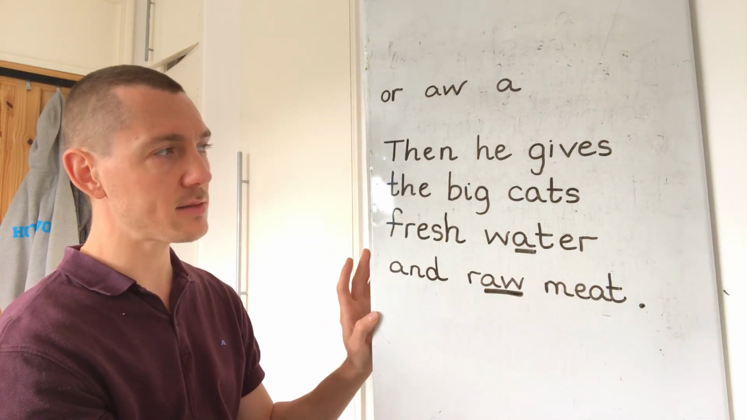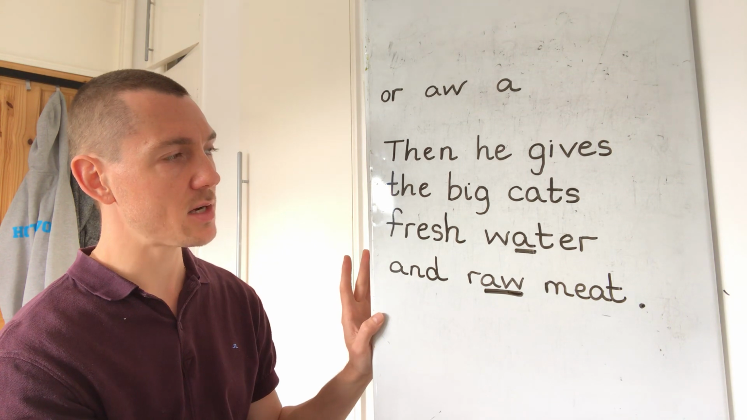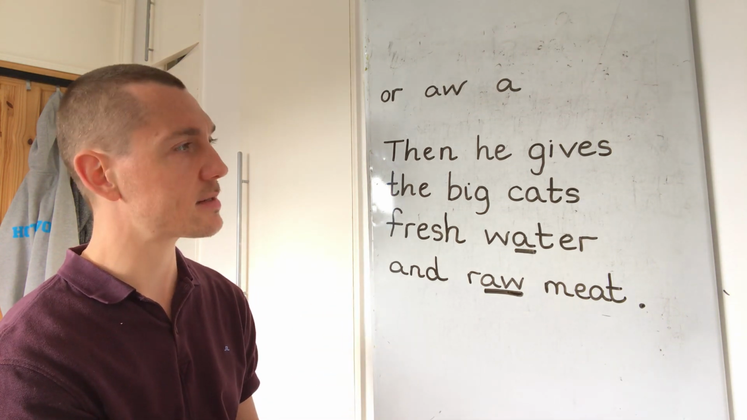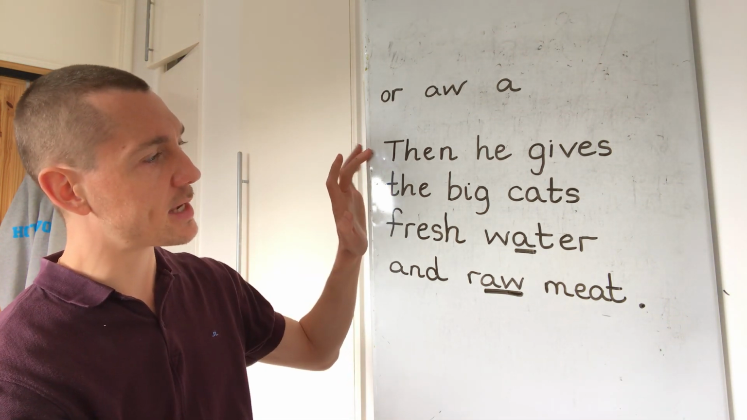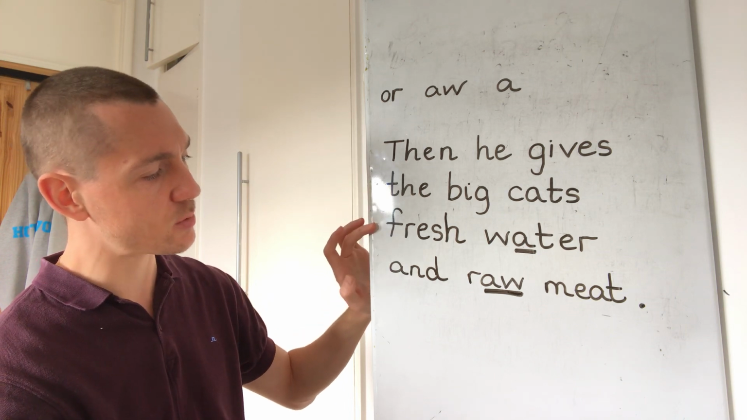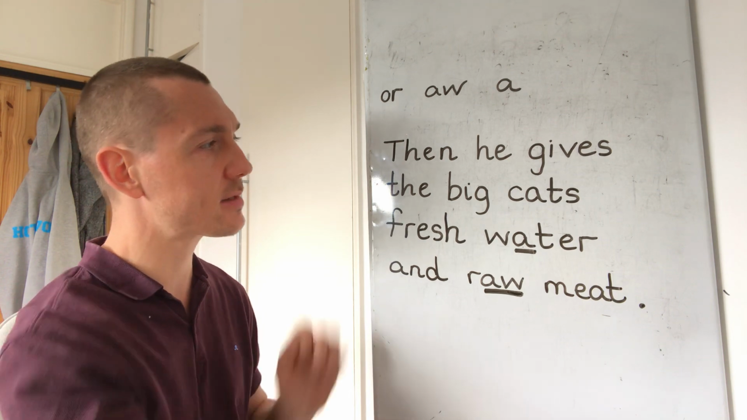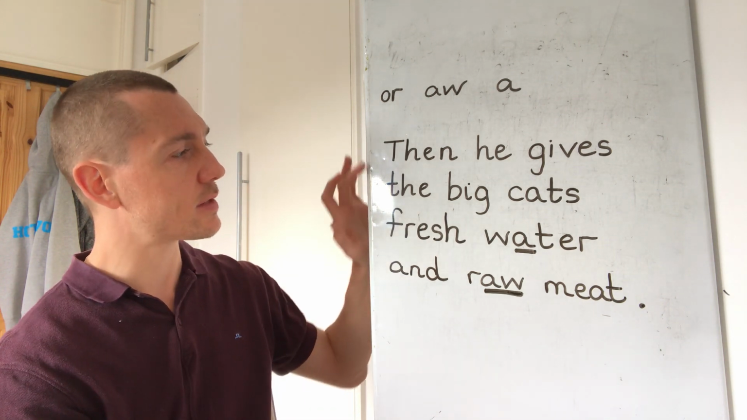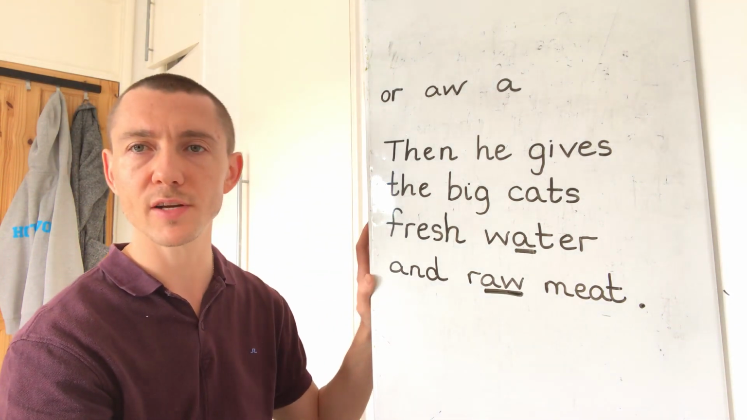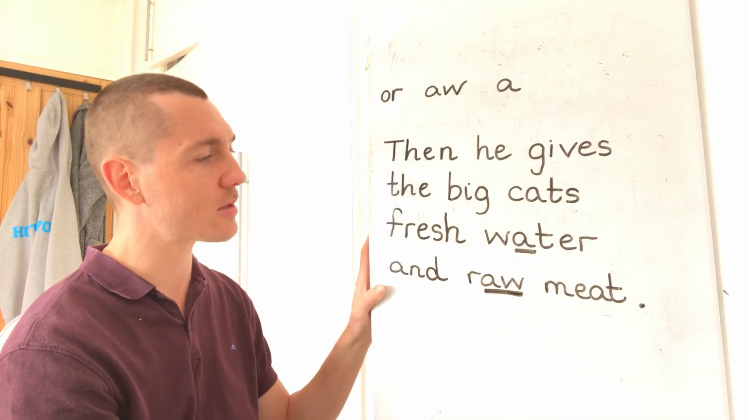Check your other spellings and see how you've done, and read your sentences back. Then he gives the big cats fresh water and raw meat. Okay, and just take the time to really check that you've got the same sound spellings as I've got for each of those words and you haven't missed any sounds, okay?